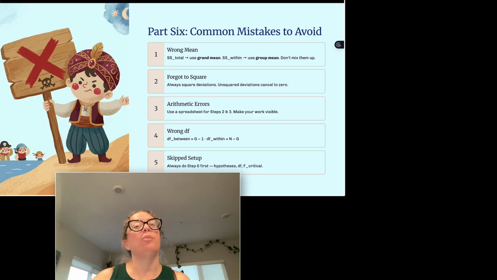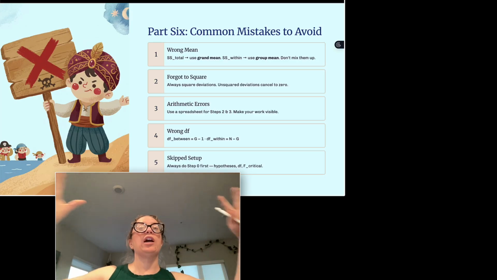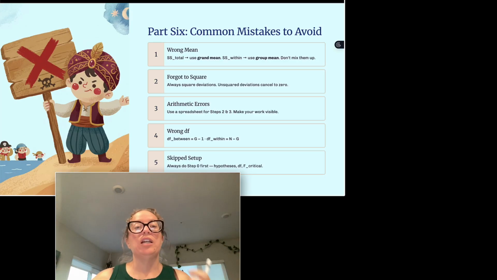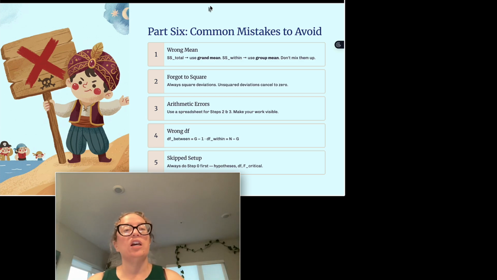So this is the most common error. Double check yourself. Are you using the right mean at each step? You start with the grand and then you go to the group, okay? Mistake number 2 is forgetting to square. After you subtract, you must square. You have to get rid of those negatives every time.